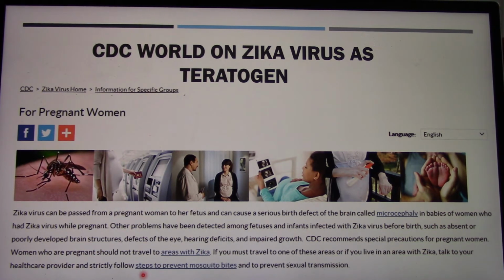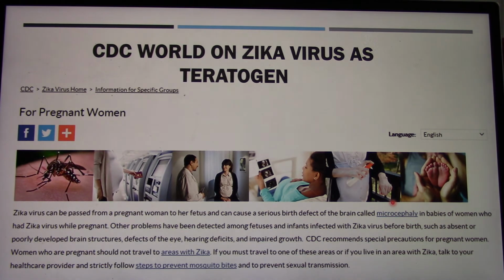In particular, they wanted women to avoid or prevent mosquito bites, because that is how you could get Zika. Here's the mosquito shown here. Here's a pregnant woman shown here. And then you can see that there are other images of doctors and scientific methods and childbirth, and using mosquito repellent, for example.